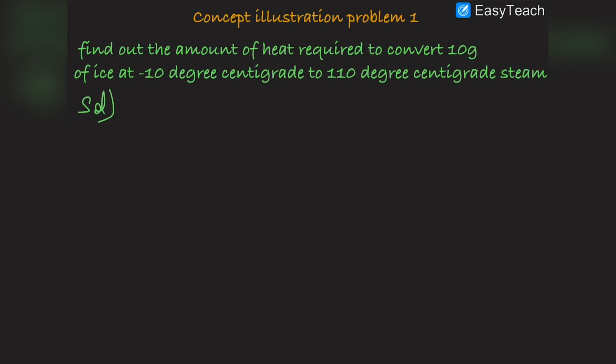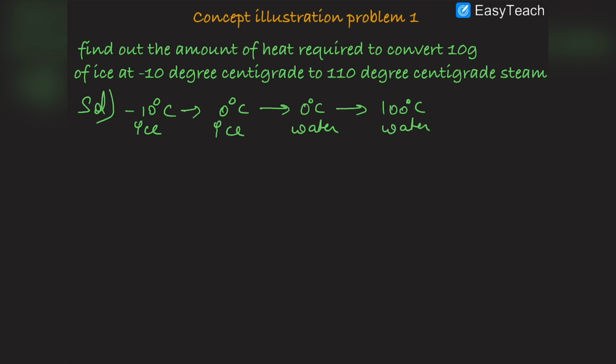So we know that to convert ice at minus 10 degrees Celsius, we should convert it into 0 degrees Celsius ice first of all, and then that 0 degrees Celsius ice must be converted into 0 degrees Celsius water, and then that 0 degrees Celsius water must be converted into 100 degrees Celsius water, and then that 100 degrees Celsius water must be converted into 100 degree Celsius steam, and then that 100 degrees Celsius steam must be converted into 110 degrees Celsius steam.